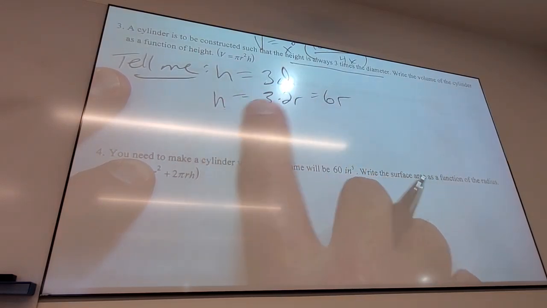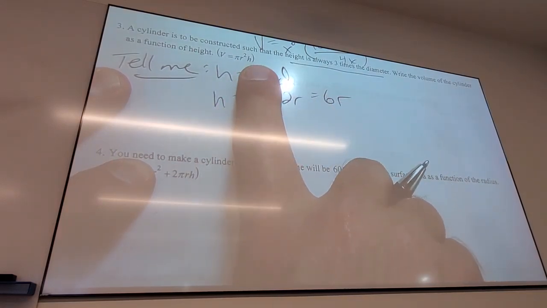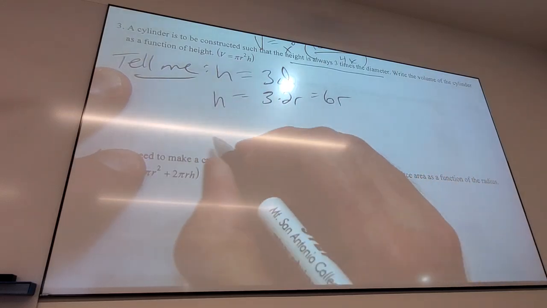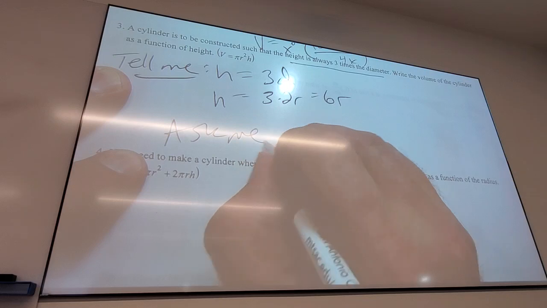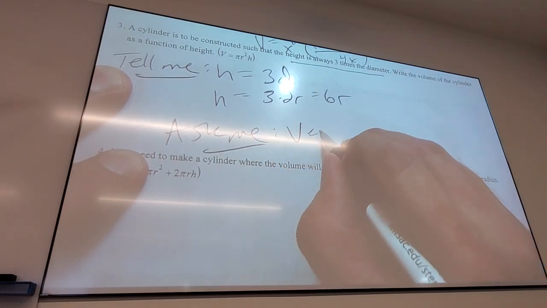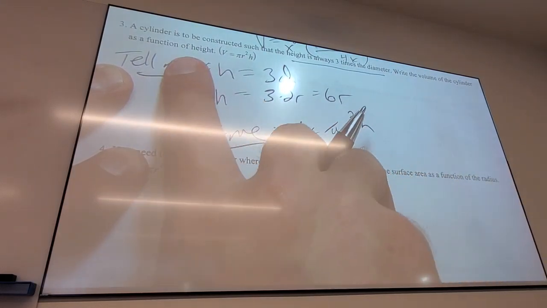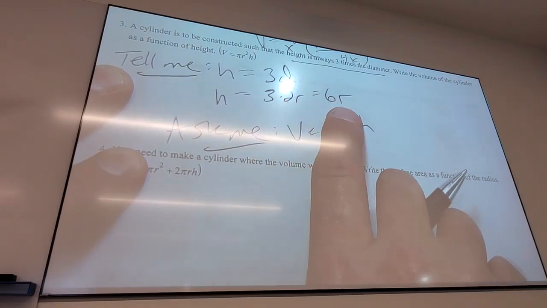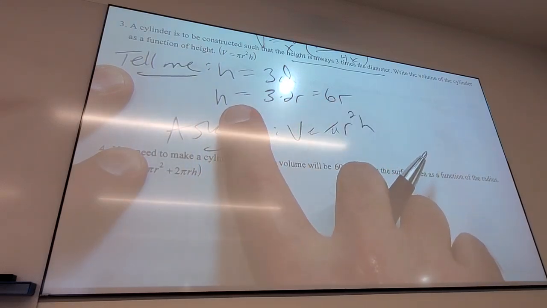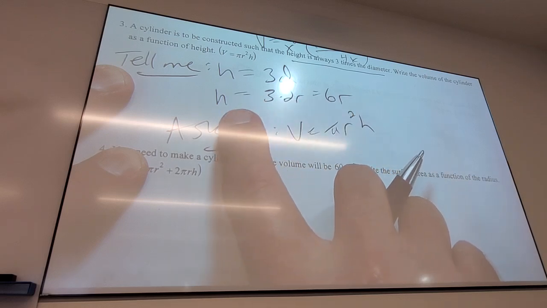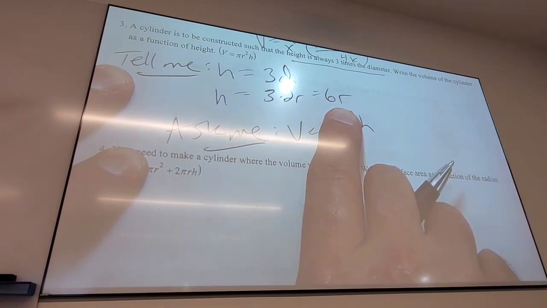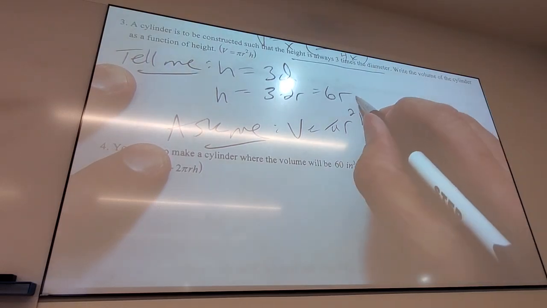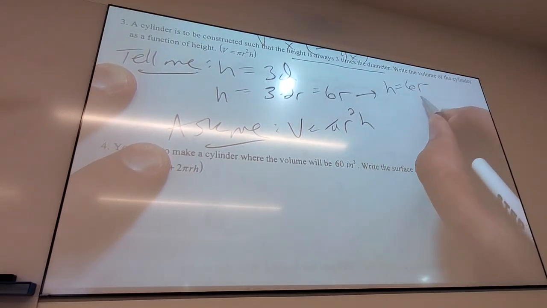So they tell me this. Now I've got it in a version that's relating the variables I've got. H and R, so this involves H and R. And they ask me about the volume, but they want the volume only as a function of height. So what's wrong with the way this is written right now? If I plug this in, what letter am I going to get rid of? H. Do I want to get rid of H? No. So what do I do with this equation?